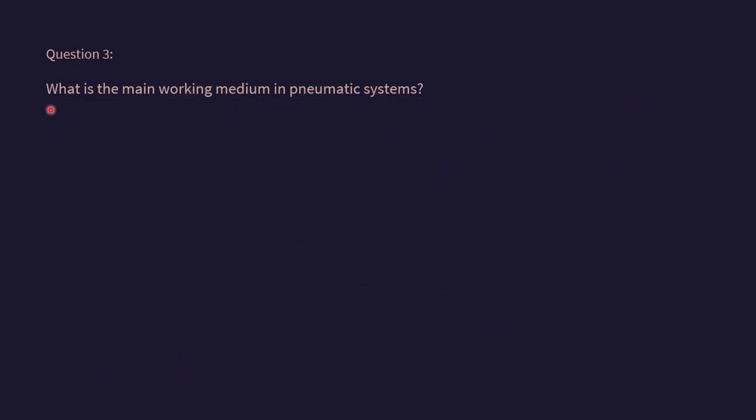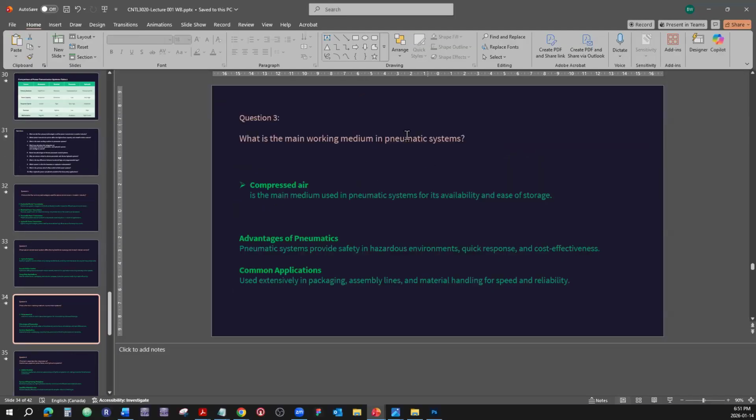And do we have time for one more question? All right, one more question. What is the main working medium for pneumatic systems? Hey, compressed air. Good. We're going to take a look at some other questions later on.